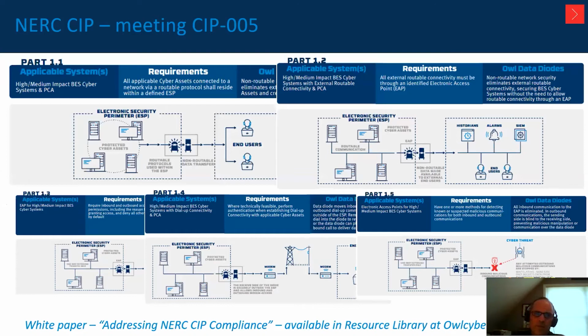In terms of, and this is again out of our white paper, there's part 1.1, .2, .3, .4, and .5. In the white paper, we break that down, showing what the requirements are, what it's applicable to, and then the OWL diode solution for that particular requirement and how it may be used. So another set of use cases here: here are the requirements, and how do you satisfy that requirement, staying in compliance, using the diode technology.